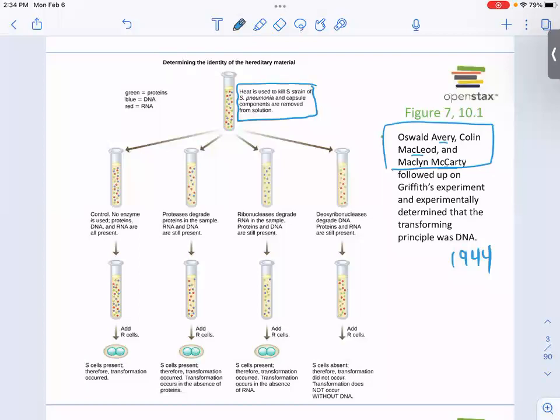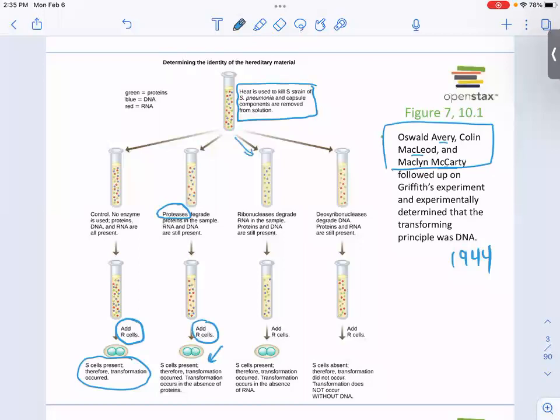So with this experiment, they took those components, and when they didn't do anything to it, and they added the rough cells, they changed into the smooth cells that could make a capsule. Okay, so they understood that. And then to try to figure out if it was protein, RNA, or DNA, they added protease to one tube. So that degraded the proteins, okay? But still, after they added the R cells, they transformed into smooth cells. Okay, so it wasn't protein because they got rid of all the proteins.